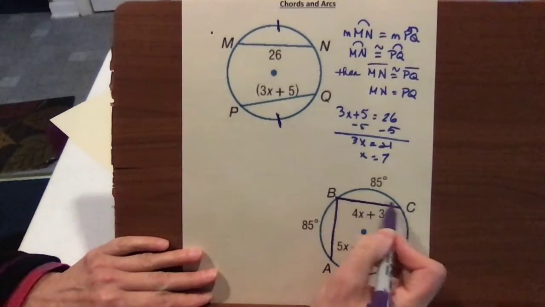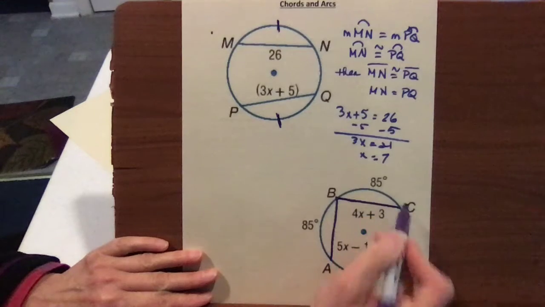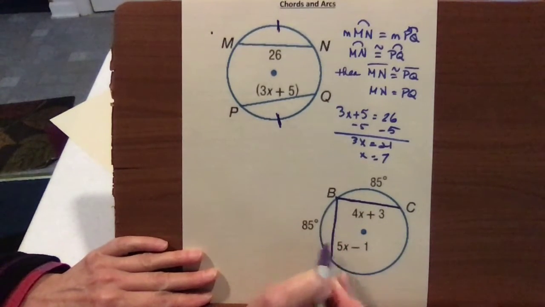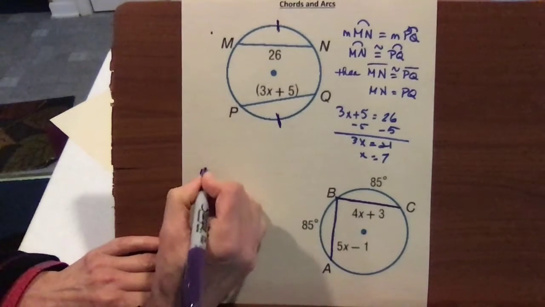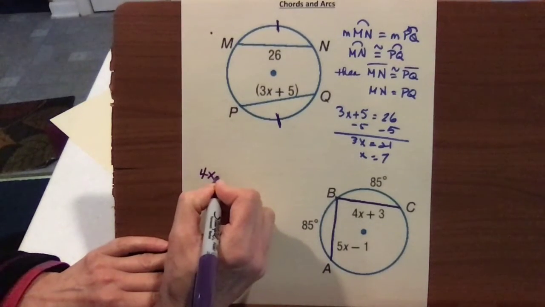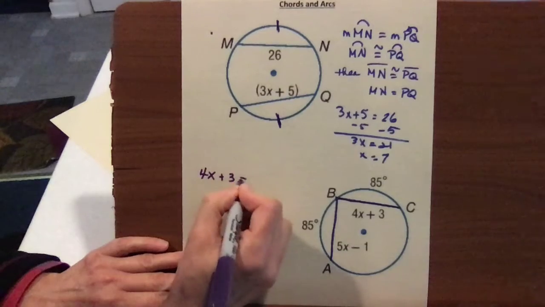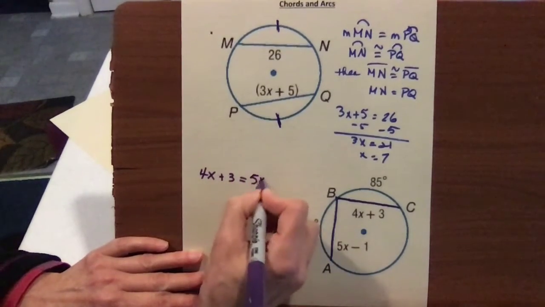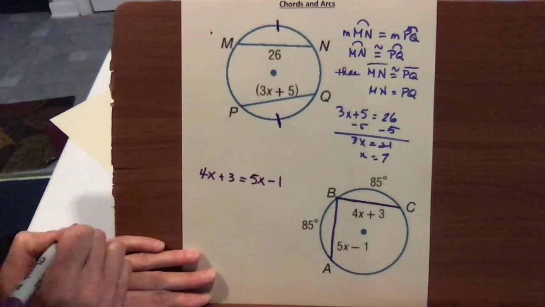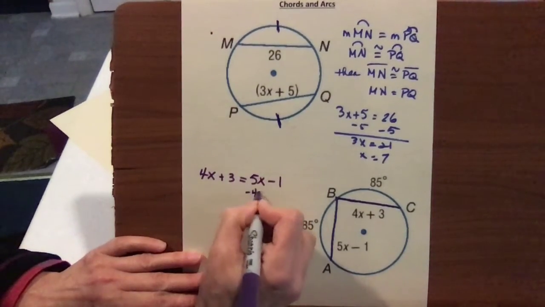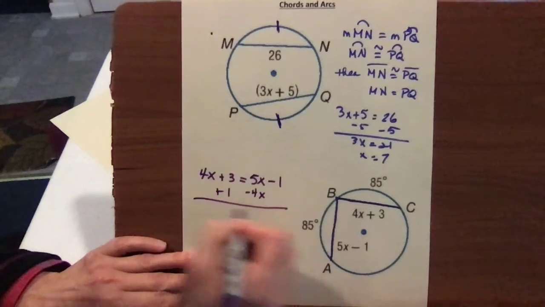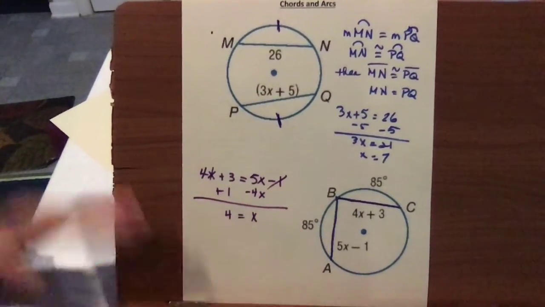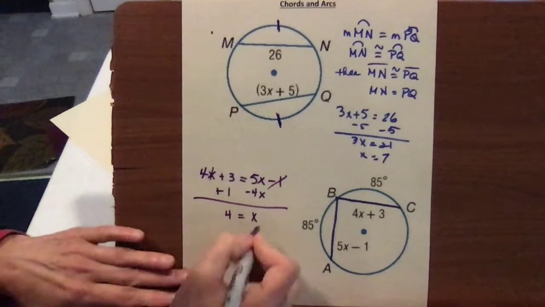But this chord BC has an arc of 85 degrees. And this chord AB also has an arc of 85 degrees. So therefore, the measure of segment BC is going to equal the measure of segment AB. So they're both algebra expressions. We're going to add appropriately on each side, and we're going to get 4 equals x, so x is 4, and you found the value of that.